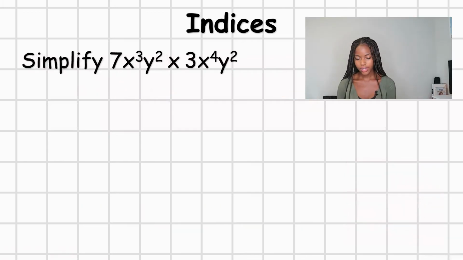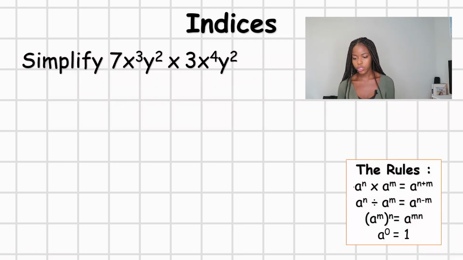And the third one, the important thing with this one is to make sure that we don't mix the x's and the y's. We can only add together the power of x's and we can only add together the power of y's. Let's look at the rules again. So if we're multiplying powers, we add them together, which is the first rule here. We'll start by dealing with the coefficients. 7 times 3 gives us 21.